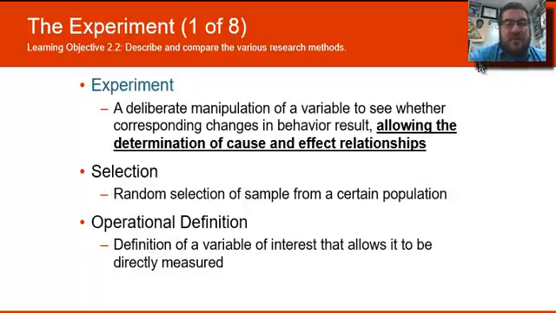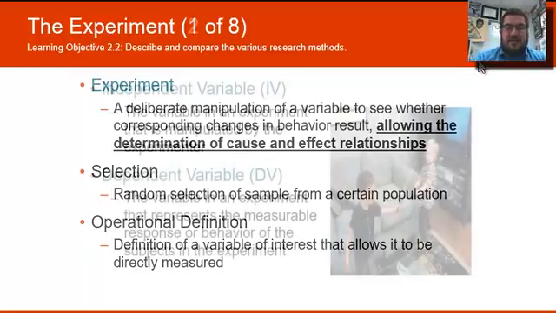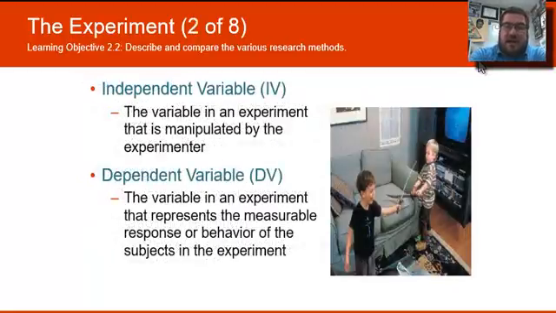You also need to come up with operational definitions, and that's defining what a variable of interest is that allows it to be measured. So if we're talking about aggression, what actually constitutes aggression, and what would we be looking for in an experiment that would constitute aggression? Would it be hitting? Would it be, I don't know. We would have to come up with that together.